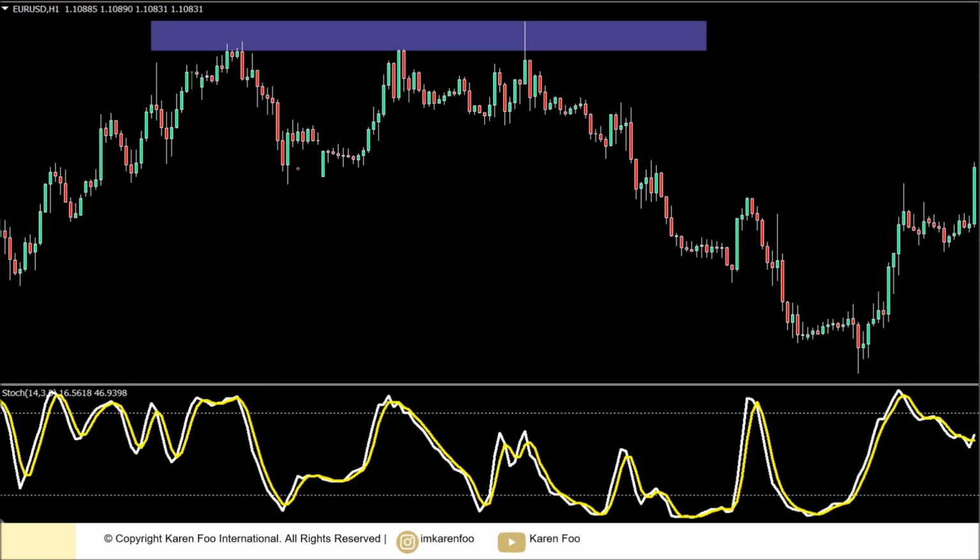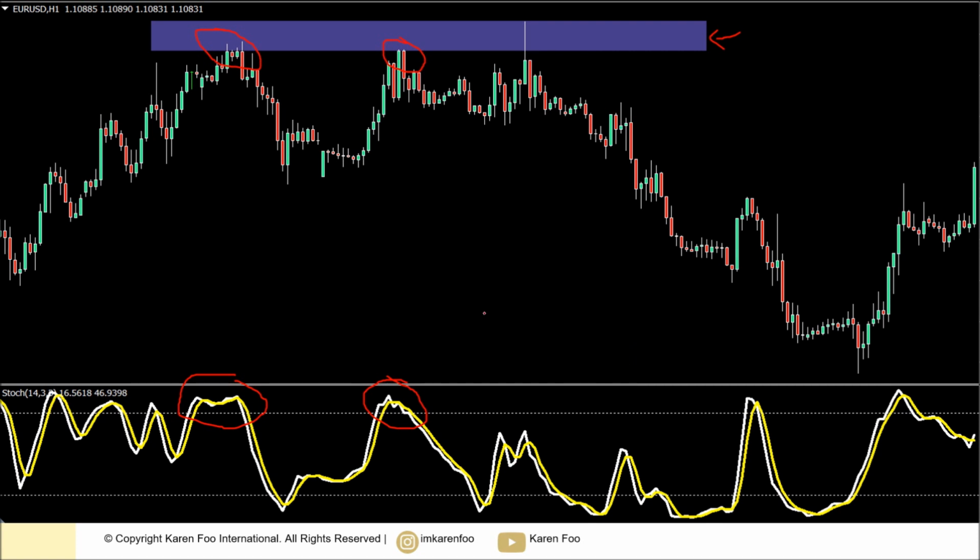Okay, so you can see over here, I drew a resistance zone. Okay, and when the price hit the resistance zone, stochastics gave you an overbought signal, and when it hit it the second time again, stochastics also gave you an overbought signal. And one thing you need to take note of is that if stochastics reverses really quickly from the extreme level, it gives you a clue that the trend is going to end.